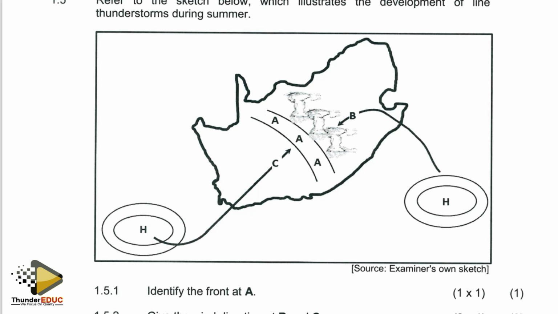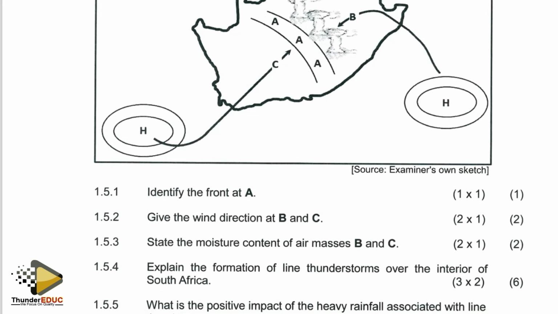Right, let's not waste time by explaining. Let's go to the questions. Right, we have question number 1.51. Identify the front at A. This front here at A.